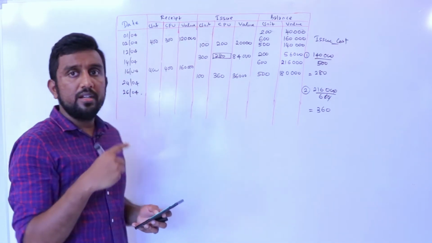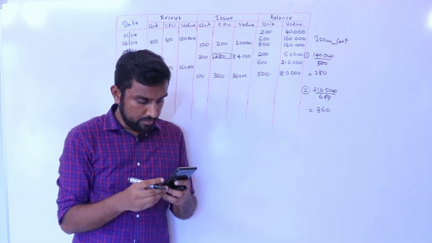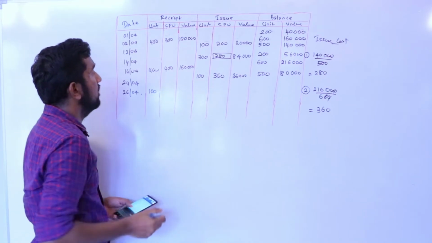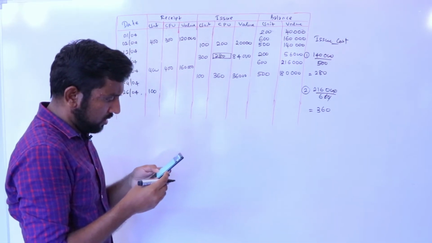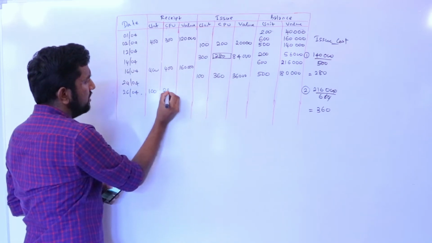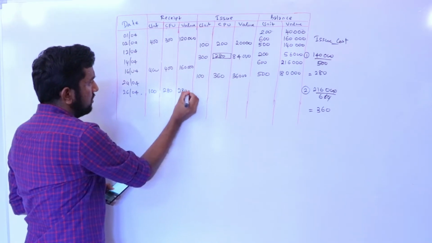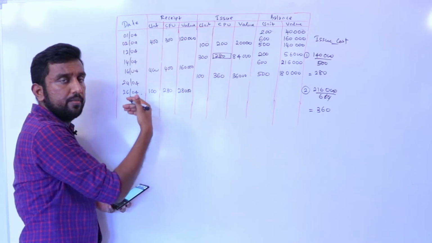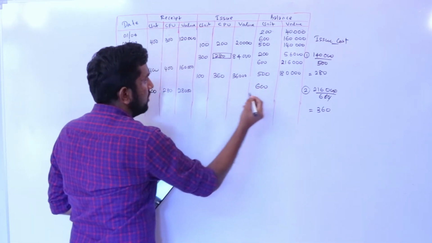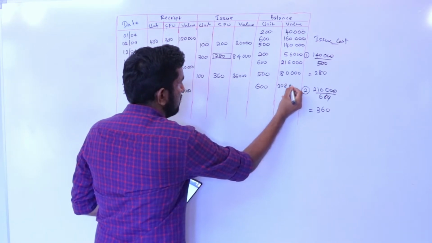So the production plant is returning to the store, and the units are given. So that is a receipt for the store. This was issued on the 14th. We issued at 280 rupees. So this is the return to the store. Now the balance is 600 units, and how much? 208.